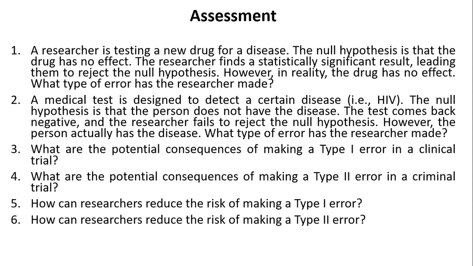The next one is, how can a researcher reduce the risk of making a type 1 error? What do we do? How do we manage it? And the last one, how can a researcher reduce the risk of making type 2 errors? All these, please drop your comment.